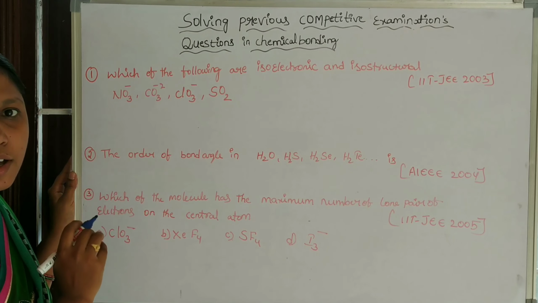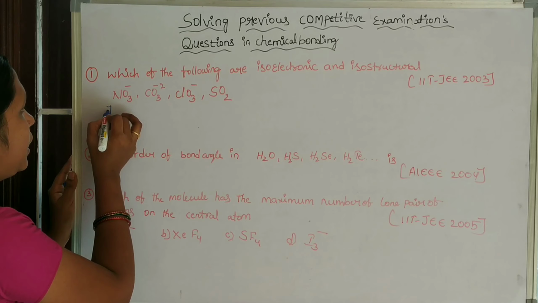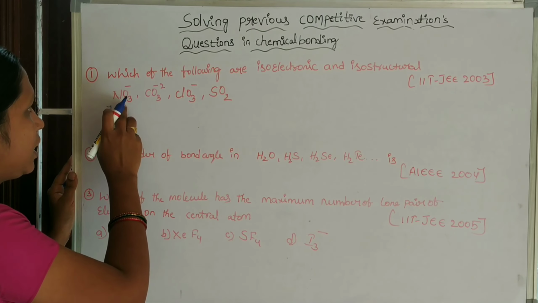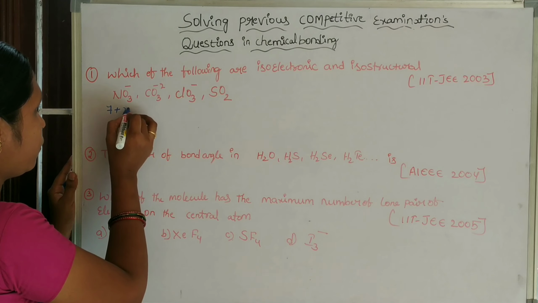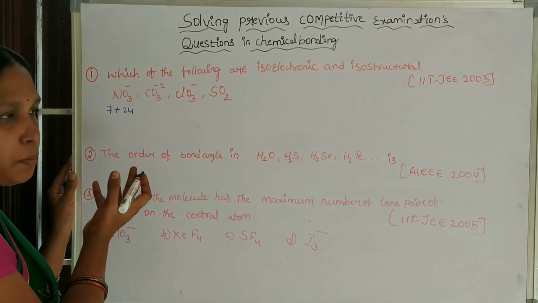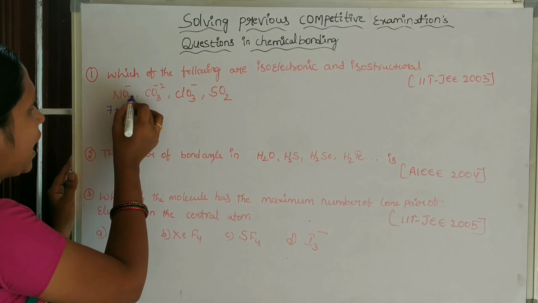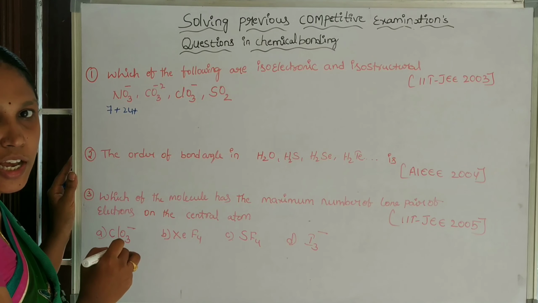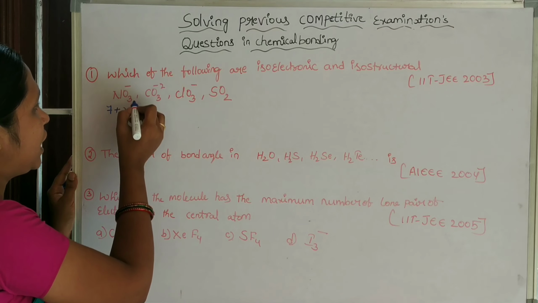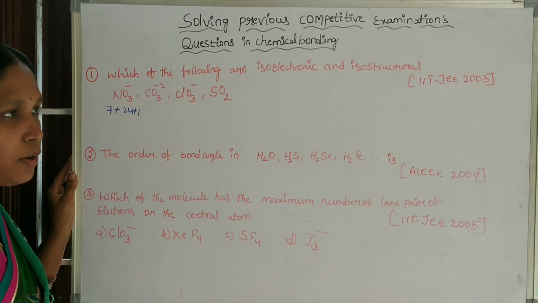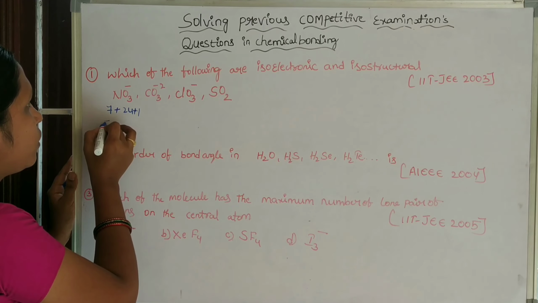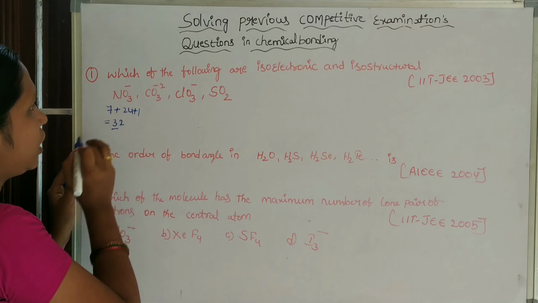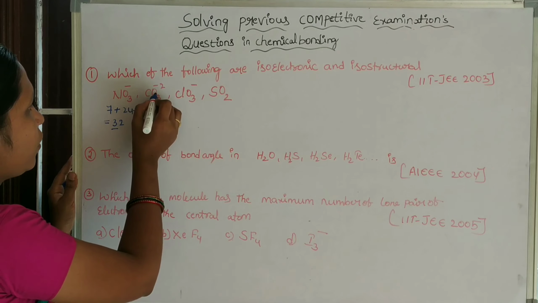Nitrogen has atomic number 7 and oxygen has atomic number 8. Here 3 oxygens are there. 3 8s are 24. Sum the atomic numbers, and the ion carries a negative charge, so add 1 unit for the negative charge. So the number of electrons here is 32. And see the CO3 2-.